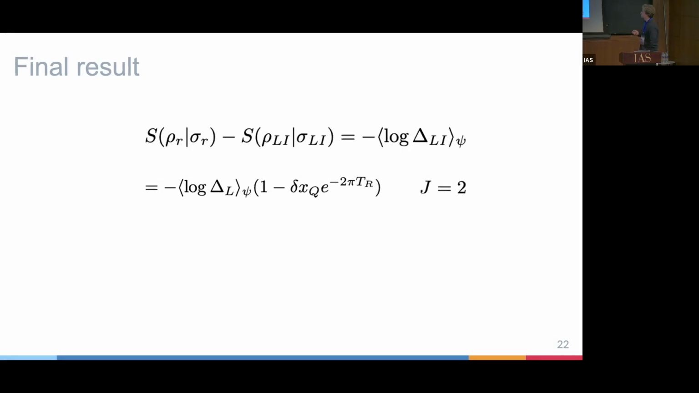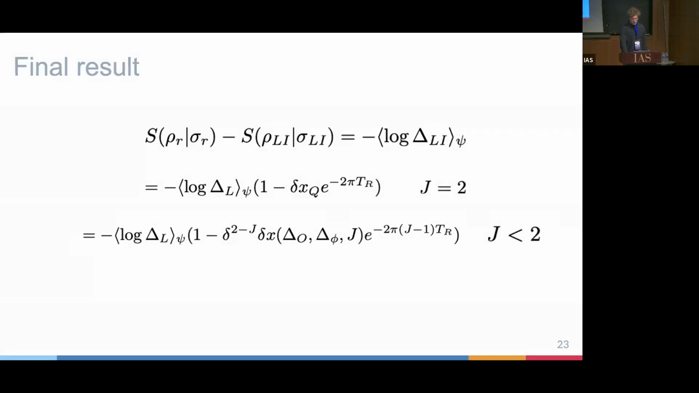When the insertion is null separated from the quantum extremal surface, this delta XQ comes out of the boundary calculation, and it agrees with the bulk calculation. Okay, but what happens when j is less than 2, so when stringy effects are important?